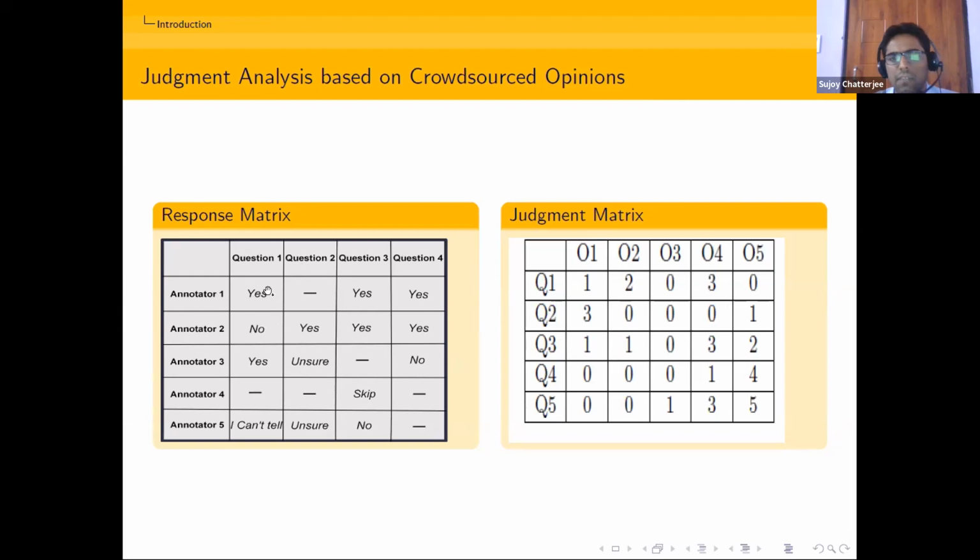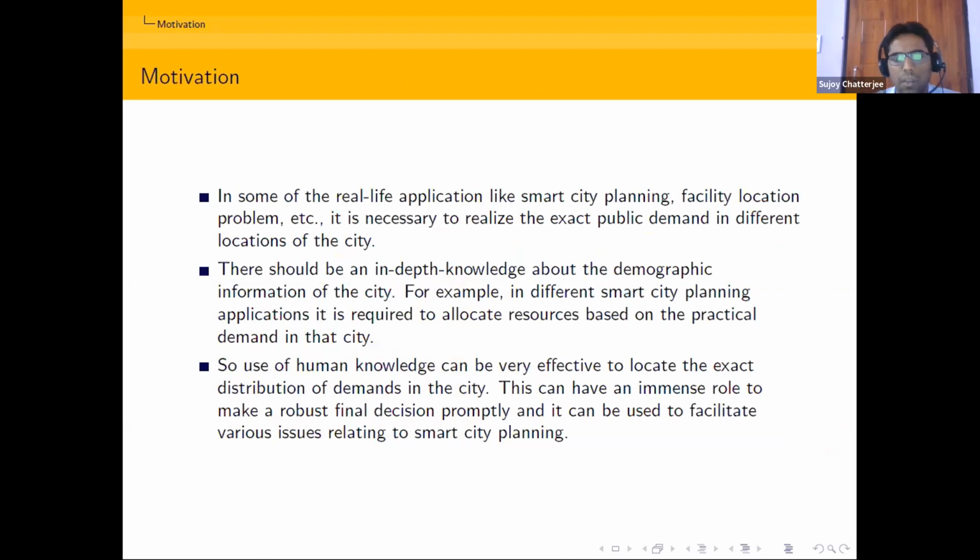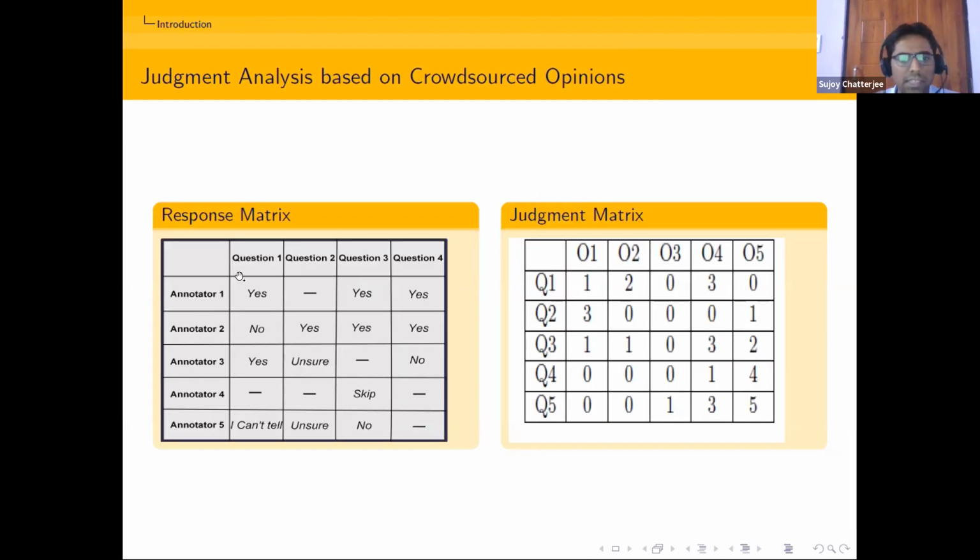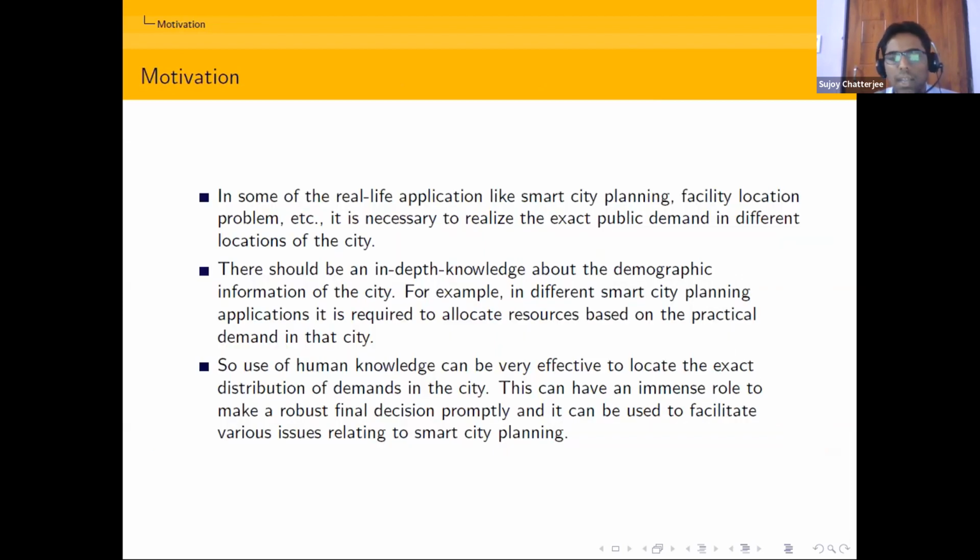So in that case, there are different methods available in the crowdsourcing market to find the final decision from multiple opinions. But in this problem, we are considering constraint opinions, where there are real life applications like smart city planning or facility location where this type of defined option set, I mean yes, no, skip, is not available. This kind of option set is not available over there. Rather, some coordinates are given. For example, suppose one organization wants to install 3 facilities or 3 ATM counters in a locality. In that case, what should be the answer?